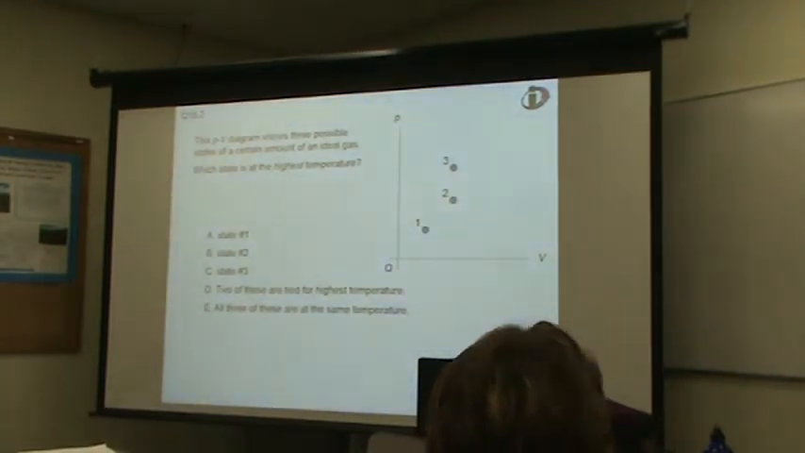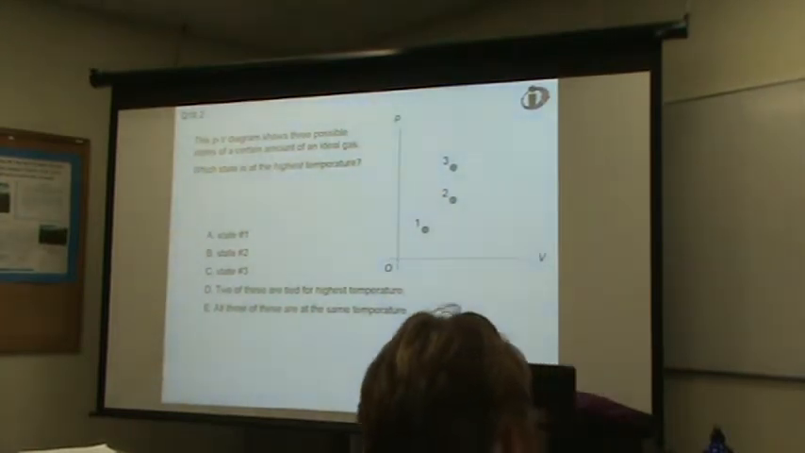All right, anybody need more time? Nope. All right, who thinks state 1? 1 vote. Who thinks state 2? Who thinks state 3? 7 votes. Who thinks 2 of these are tied for highest? Who thinks all 3 are at the same temperature? Okay, so most people voted for C, state 3, and you would be correct.